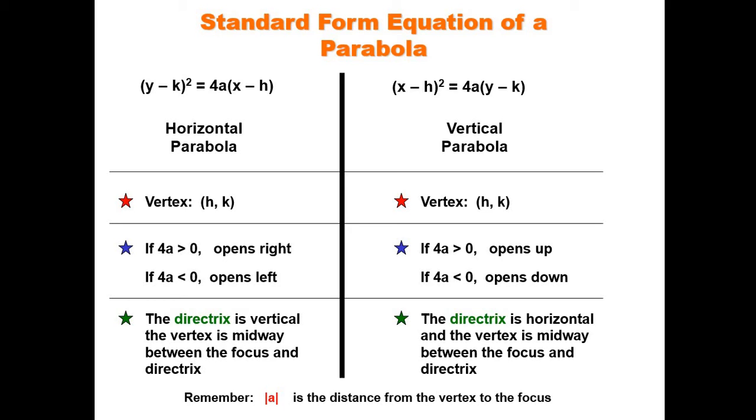So the directrix is horizontal and the vertex is midway between the focus and directrix. Always remember, a is the distance from the vertex to the focus. And a is always positive. So that's why we have here absolute value of a.